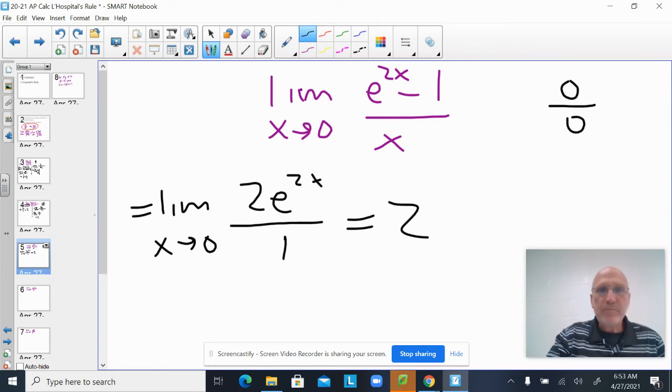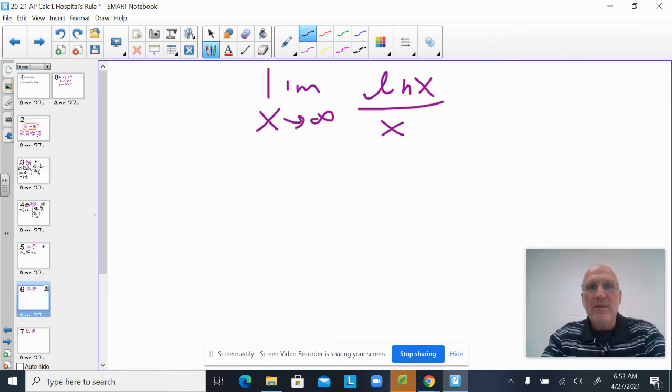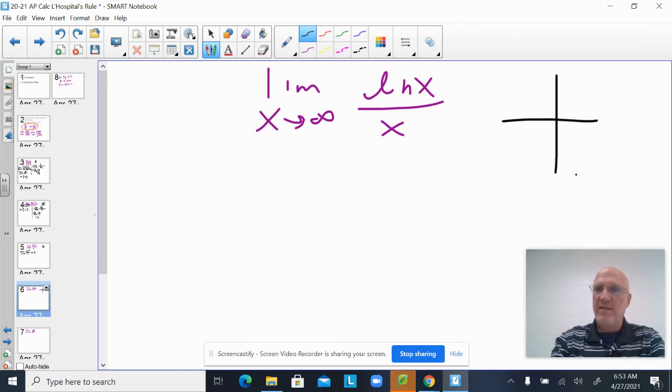All right, 2 more. What about this one? Limit as x approaches infinity of the natural log of x over x. Well, if I try to use direct substitution, both the top and the bottom are getting infinitely big. Natural log of x, well, the natural log of x looks like this. It is still getting bigger as x gets bigger.